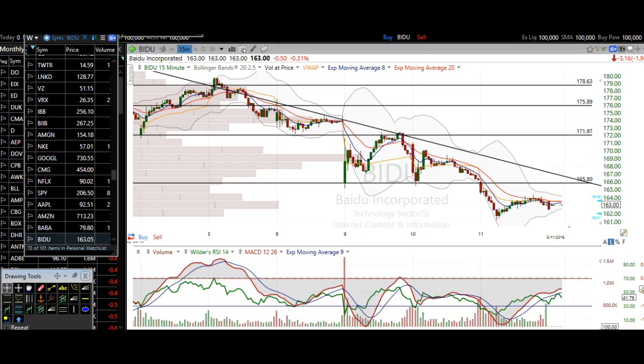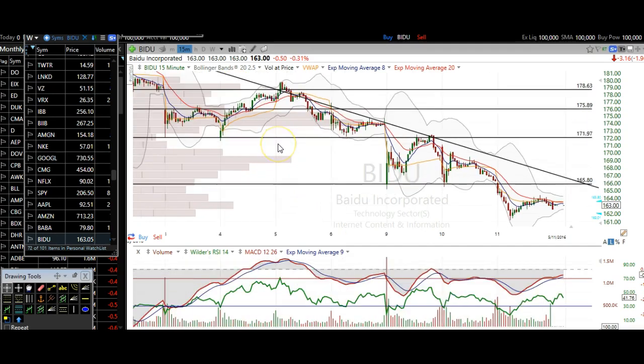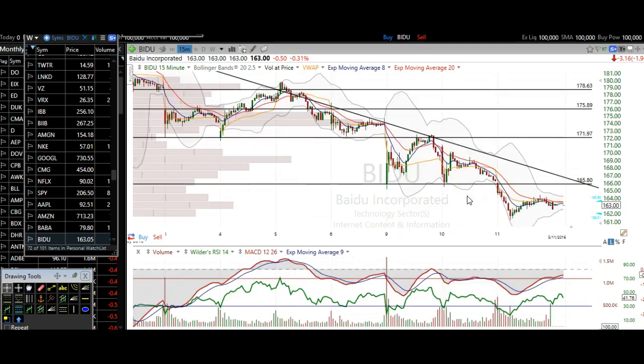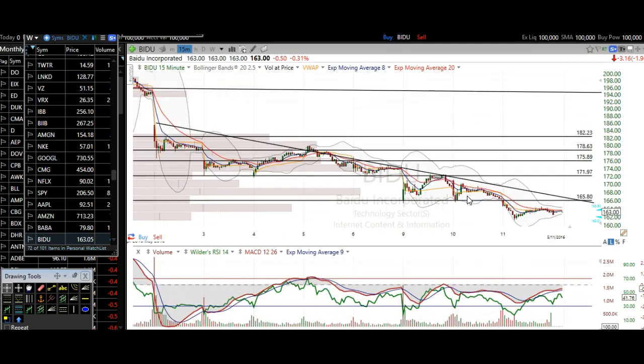All right, so let's get into these trades that we took today. So BIDU, this is the 15-minute chart on BIDU, and I'm just going to show you the expanded version first. BIDU is in a downtrend here. We've got this downtrend line right here. Okay, so we're looking for continuations on BIDU.